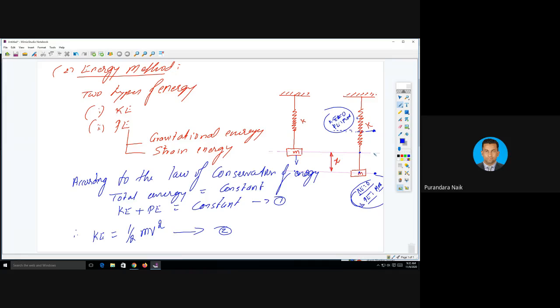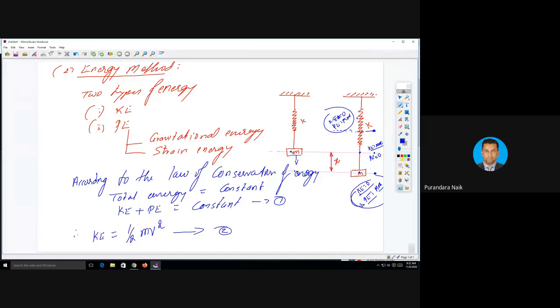But we need to consider the middle point. Kinetic energy at the midpoint is maximum, that we have discussed in the previous case, right? So here the kinetic energy is maximum at the mid position or the equilibrium position, because the body is moving with a high velocity. So the kinetic energy is maximum. Now, what will be the potential energy at this point? Potential energy will be zero at this point, because there is no stored energy. Equilibrium position, there is no stored energy, right?